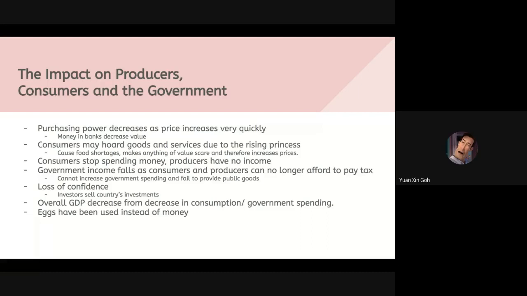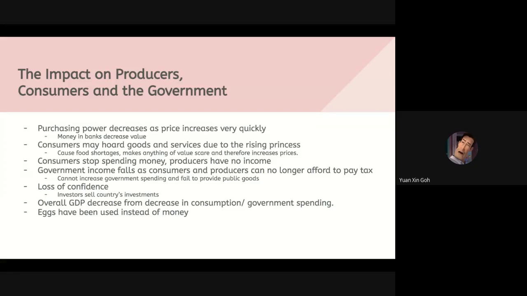Government income falls because consumers and producers cannot pay tax. No one working anymore means there's no income tax as well. So this means governments cannot provide public goods, or public goods of a good quality.